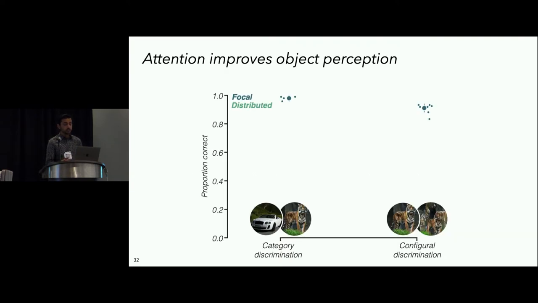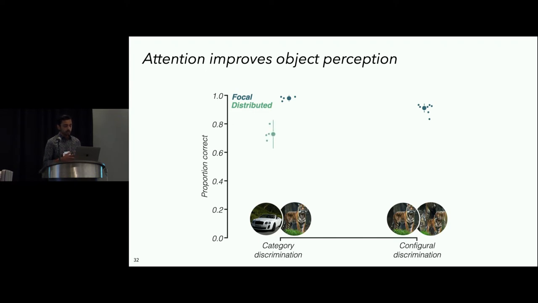Okay, so how did attention affect behavioral performance in this same different discrimination task? So here I'm showing human behavioral performance on the left for trials where subjects discriminated objects from two different categories, and on the right for trials where subjects discriminated real object images from scrambled images with matching features. And as you can see, when given a focal attentional cue, subjects are nearly perfect in both of these conditions.